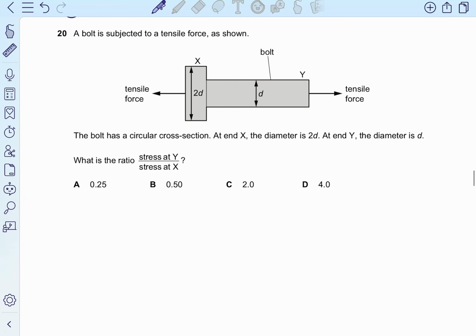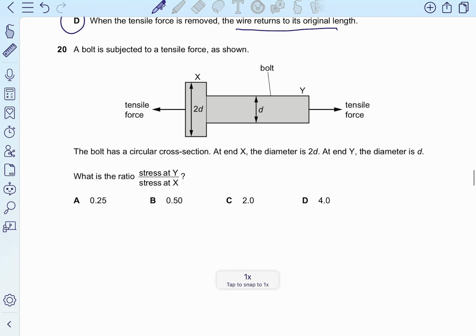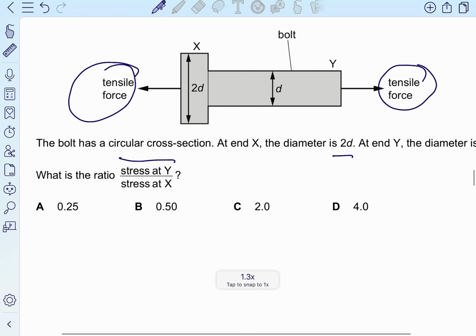Okay, so it says that a bolt is suspended to a tensile force as shown. There is the same tensile force over here and over here. The bolt has a circular cross section. At end x, the diameter is 2d, and at end y, the diameter is d. What is the ratio of the stress at y over the stress at x? Now, again, as I told you, the better way to do these questions is just making up some constants. So let's say the value of d is 5.